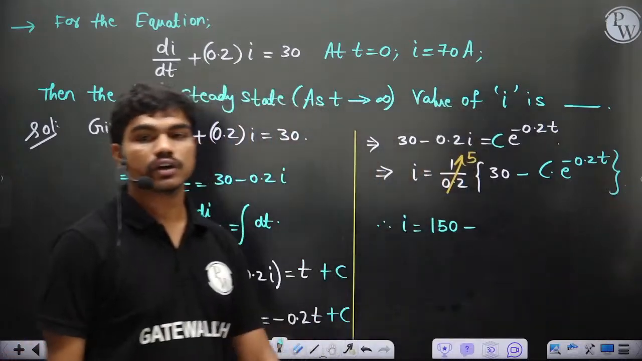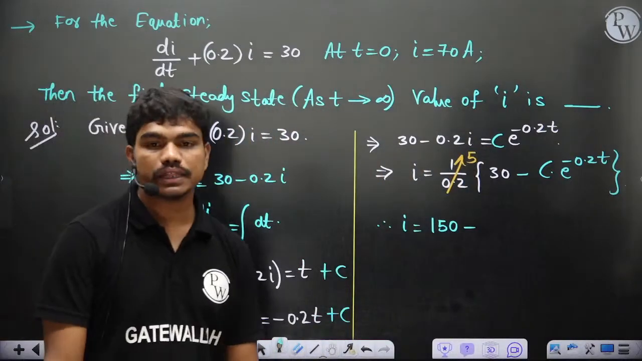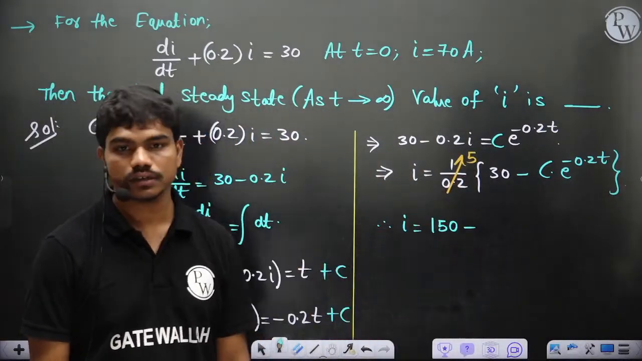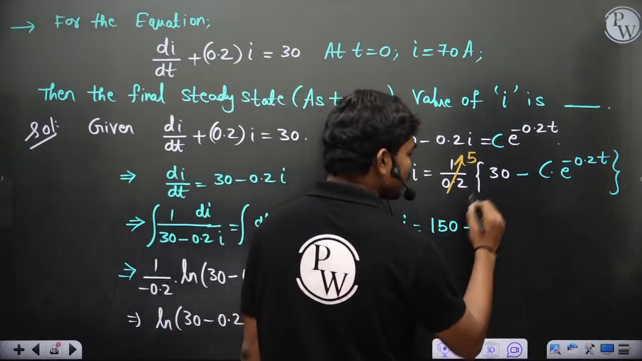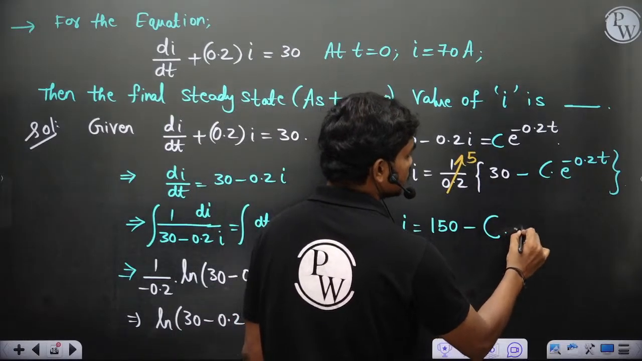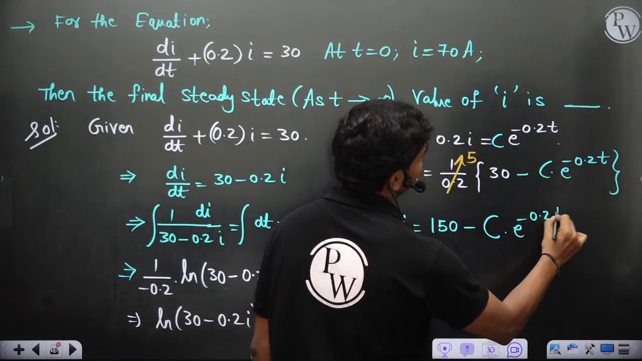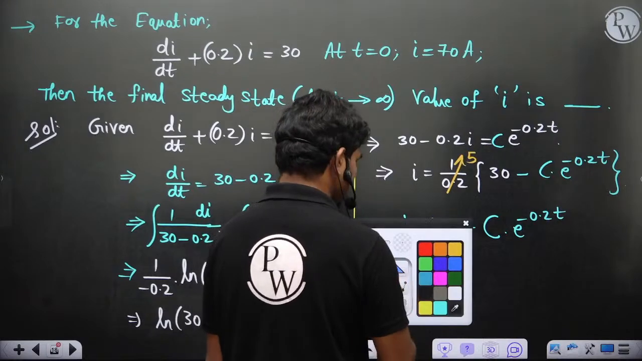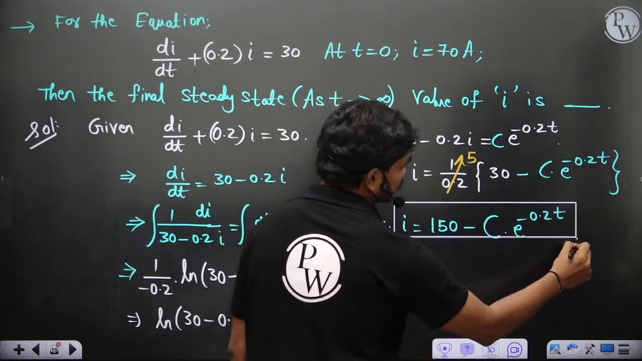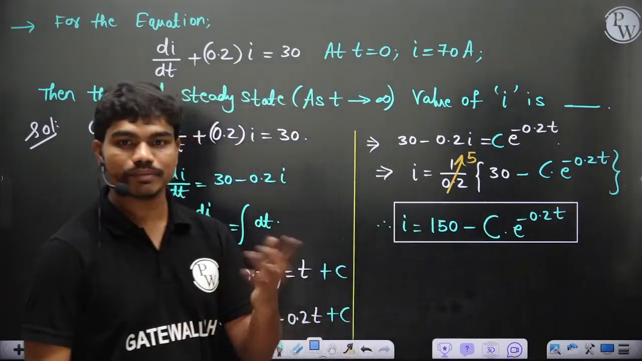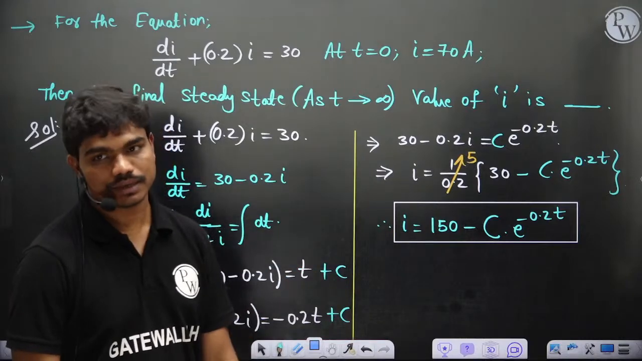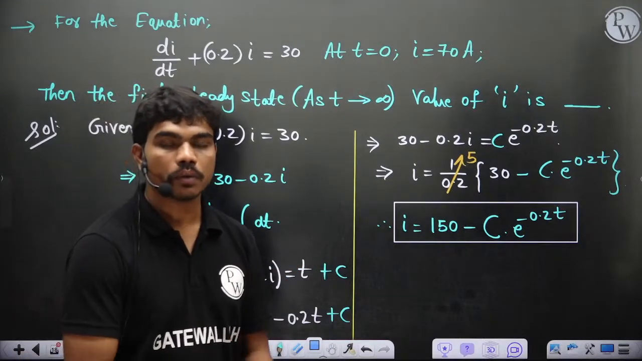This is what I would have got. Yes, please type it in the chat box. Is this what I would have got? Correct. I = 150 minus 5 times a constant into e power minus 0.2 t. This is the solution. Even if you have solved it using the Leibniz linear equation, you would have ended up with the same thing.